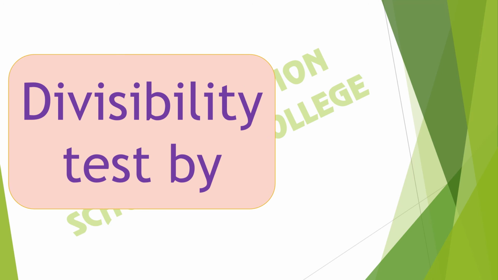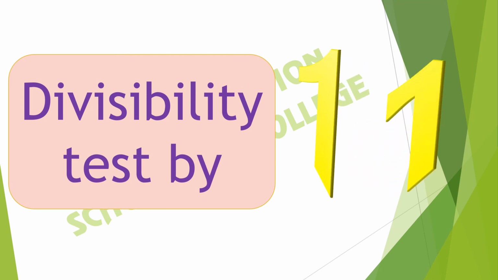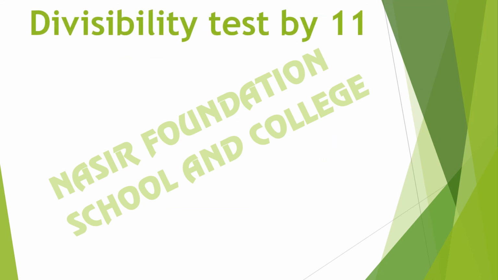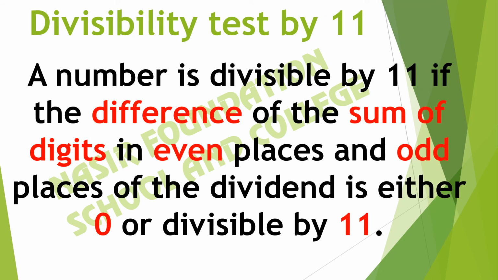Now the last one is the divisibility test by 11. Its rule is: a number is divisible by 11 if the difference between the sum of digits in even places and the sum of digits in odd places of the dividend is either 0 or divisible by 11. We will find the sum of digits in even places and the sum of digits in odd places and we will subtract them. Let's take an example.